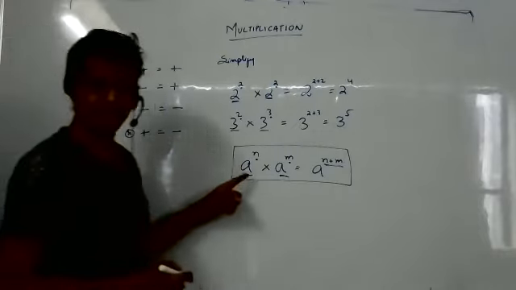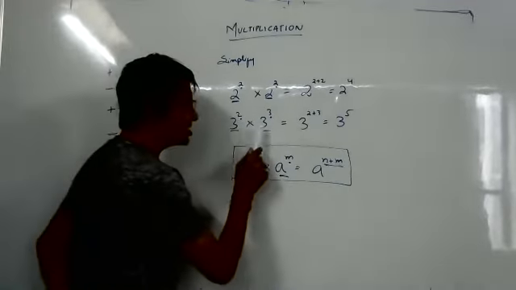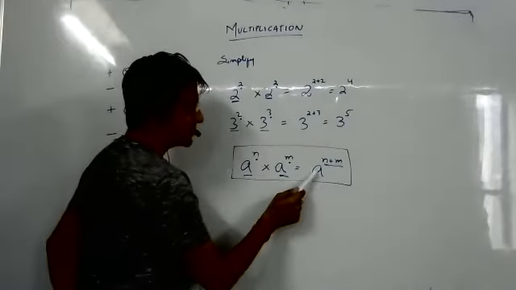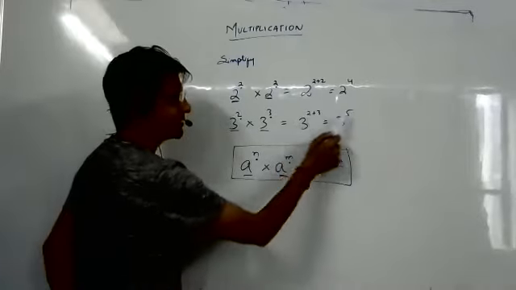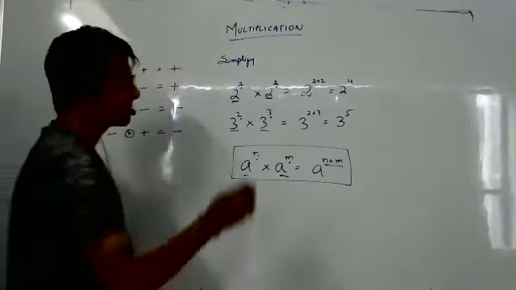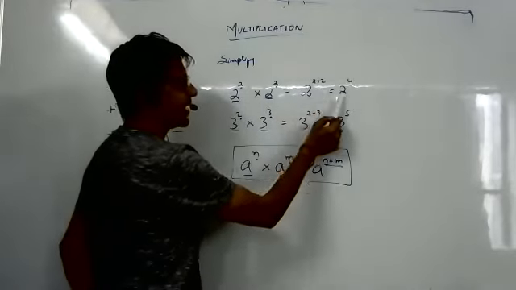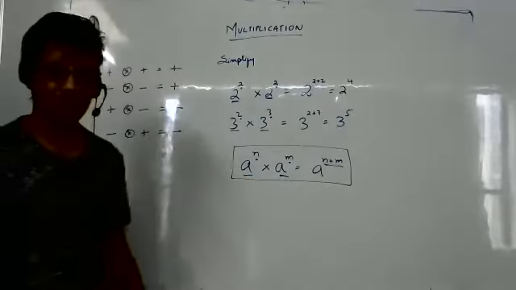Is it clear? Yes, sir. So we say when the base is the same, the power gets added. So the base will be A only and the powers get added: 2 plus 3, 5. When the base is the same, again the power gets added. 2 to the power 2 plus 2, that is 2 to the power 4. Is it clear?